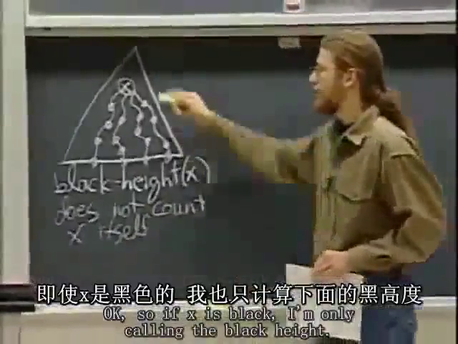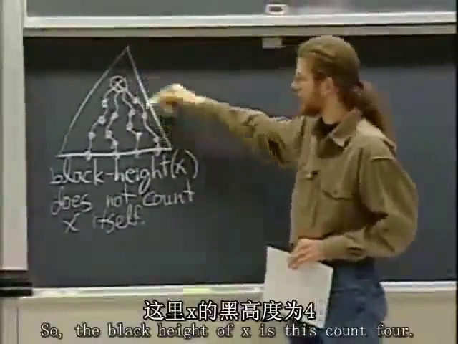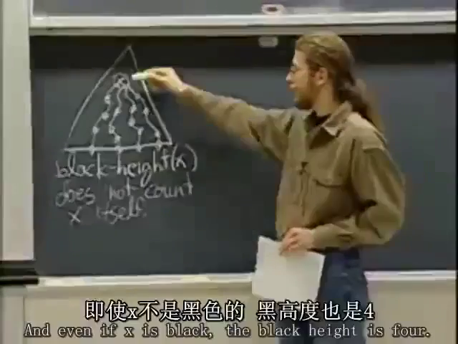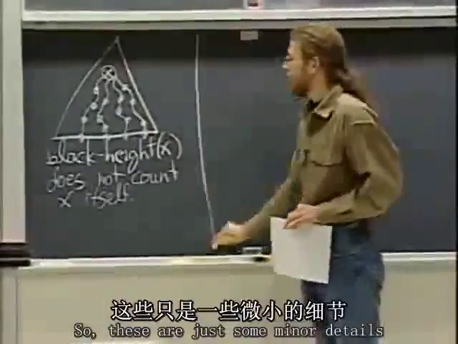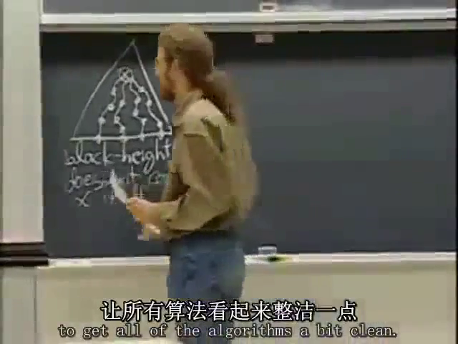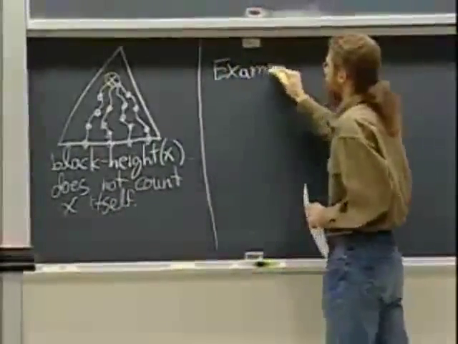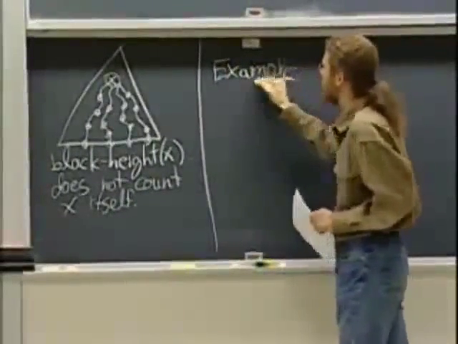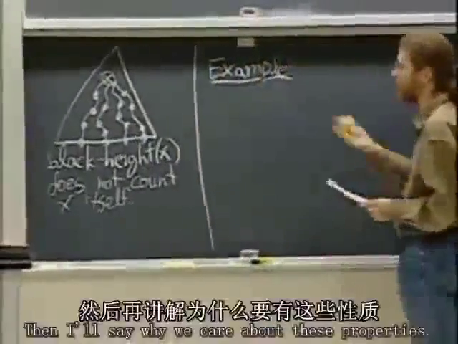Okay, so if x is black, I'm only calling the black height. So the black height of x is this count 4. And even if x is black, the black height is 4. So these are just some minor details to get all of the algorithms a bit clean. So let's look at an example of a red-black tree. So yeah, I'll show you an example, then I'll say why we care about these properties.